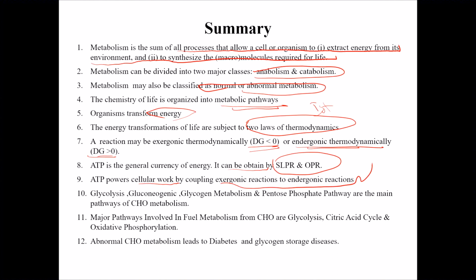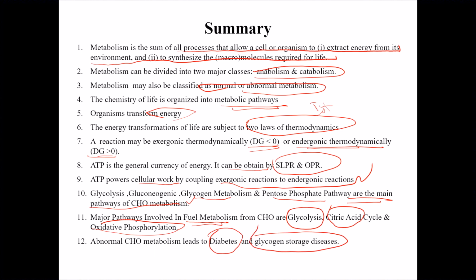Glycolysis, gluconeogenesis, glycogen metabolism, and the pentose phosphate pathway are the main pathways for carbohydrate metabolism. Major pathways that involve the fuel metabolism or energy metabolism of carbohydrate are glycolysis, the citric acid cycle, and oxidative phosphorylation. Abnormal carbohydrate metabolism leads to diabetes or glycogen storage disease.